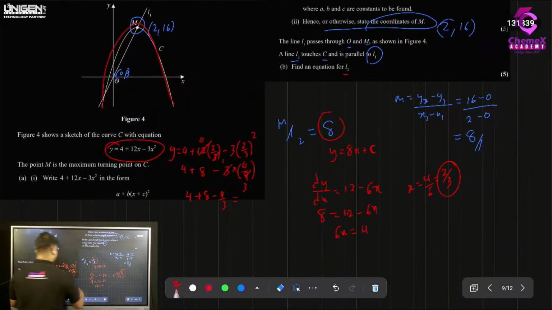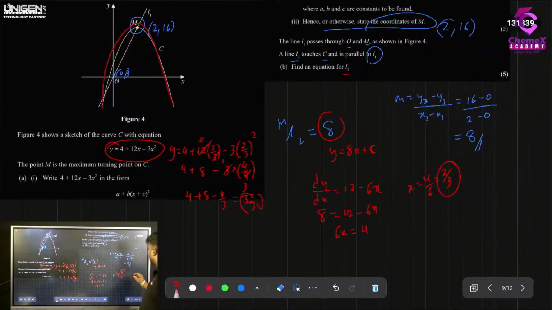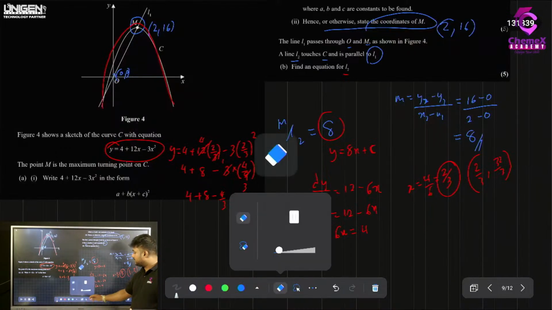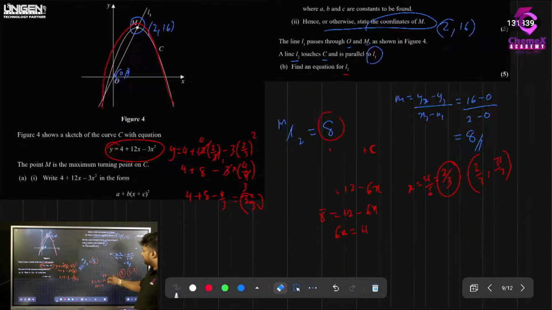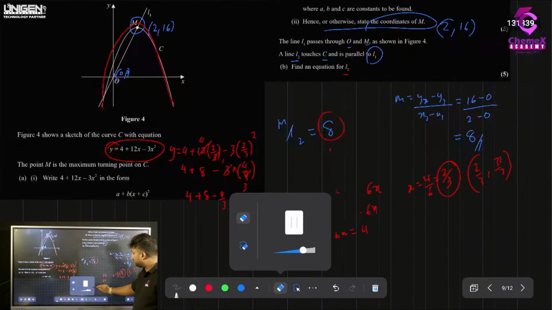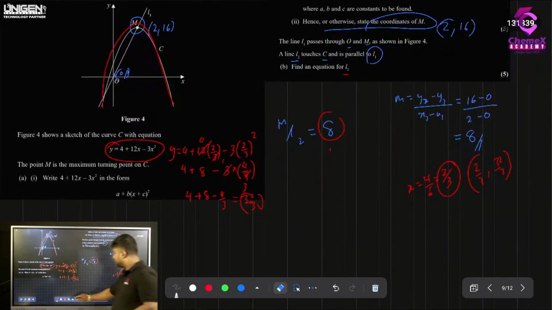(32 over 3). That's the coordinate, so 2 over 3 comma 32 over 3. Use this coordinate. That's the place where the curve L2 cuts the curve C. So now you can write the equation. How do you write the equation?